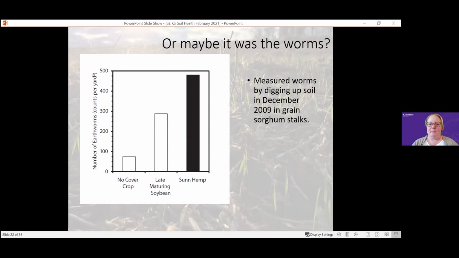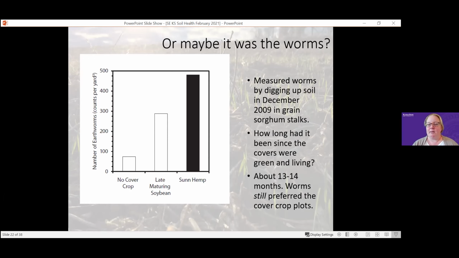And I would point out that we were out there digging these up. This was 2009 in December. We were in grain sorghum stalks. And so the covers had not been living and green and growing for about 13 or 14 months, but the worms were still way higher in number where the cover crop plots had been. So putting them into the system is very beneficial.